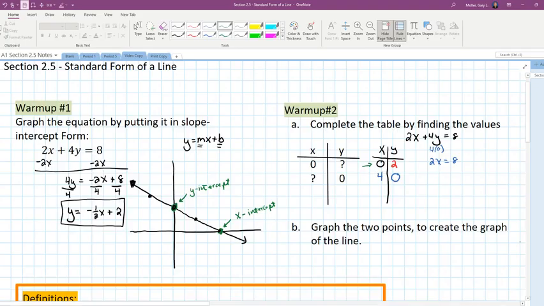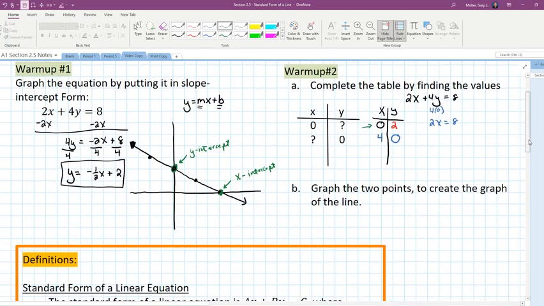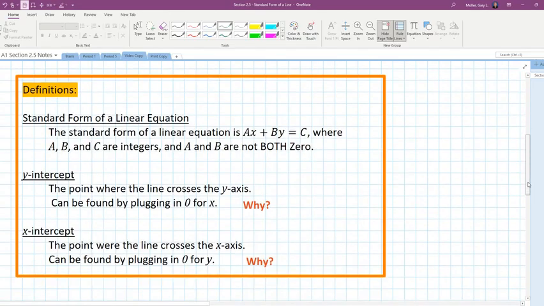We're going to spend a little more time with that today, but let's get some formal definitions going. Today we're learning about standard form of a linear equation.